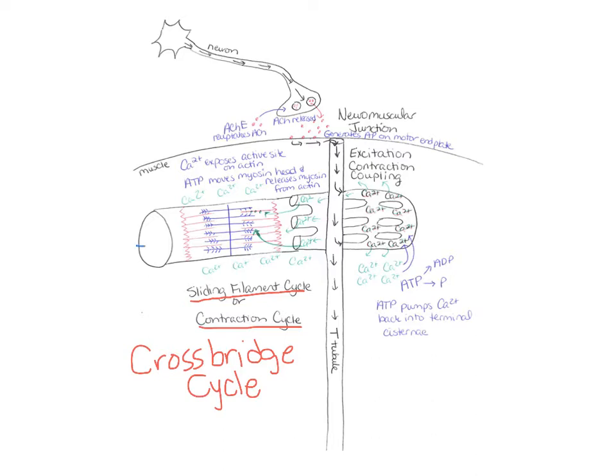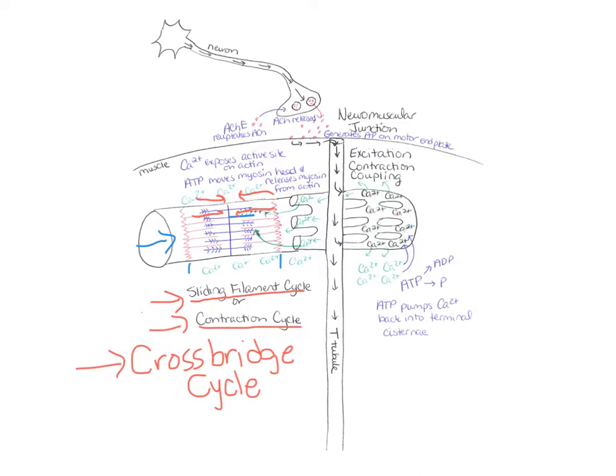So in here we can actually see the sarcomere that goes from Z line to Z line, and that's where the blue myosin heads would be attaching to the thin actin filaments and pulling them closer towards the M line, and that would shorten the entire sarcomere. Okay, so that's called the sliding filament cycle, or the contraction cycle, or the crossbridge cycle.